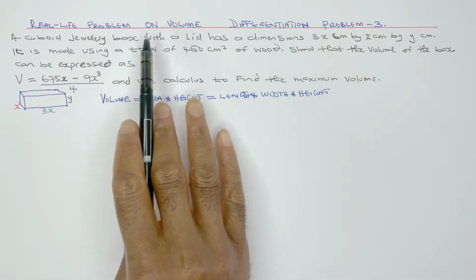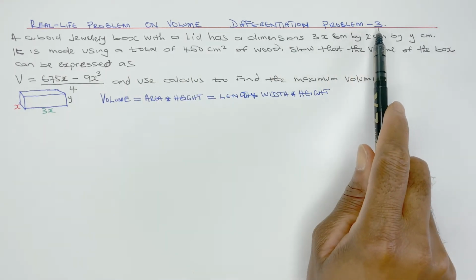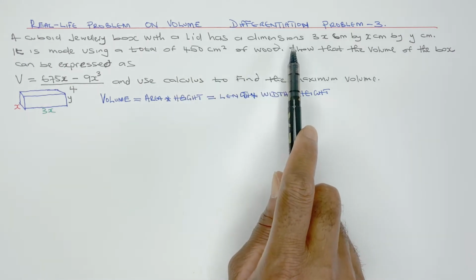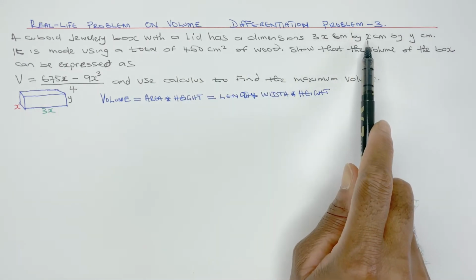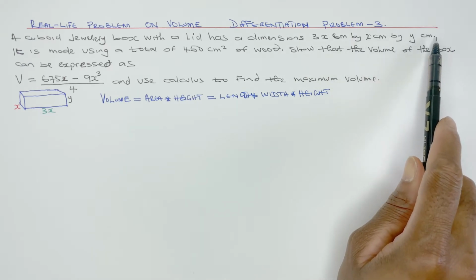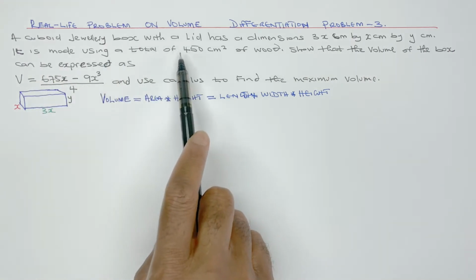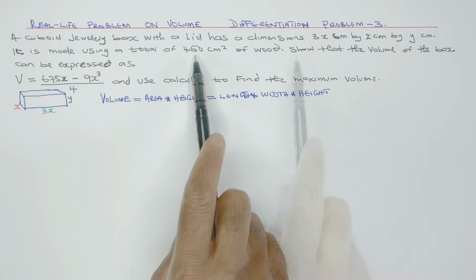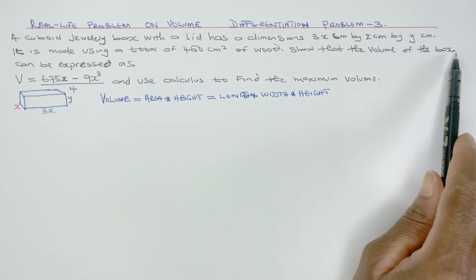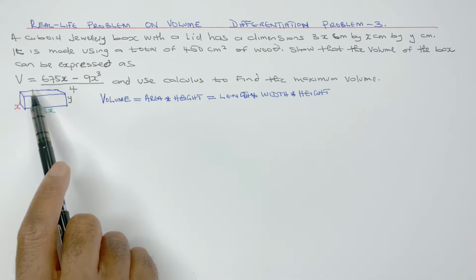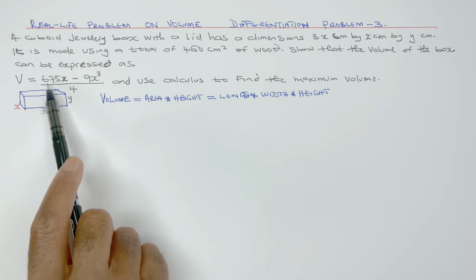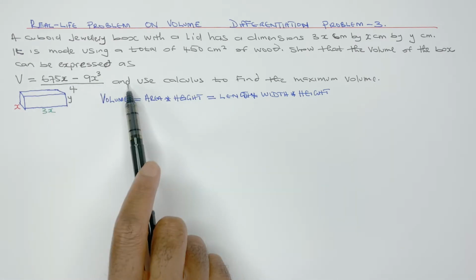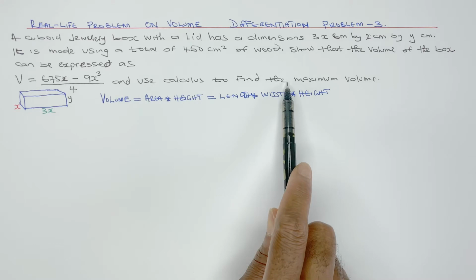Real life problem on volume. Differentiation problem 3. A cuboid box with a lid has dimensions 3x centimeters by x centimeters by y centimeters. It is made using a total of 450 centimeters squared of wood. That will be surface area. Show that the volume of the box can be expressed as V equals 675x minus 9x cubed over 4, and use calculus to find the maximum volume.